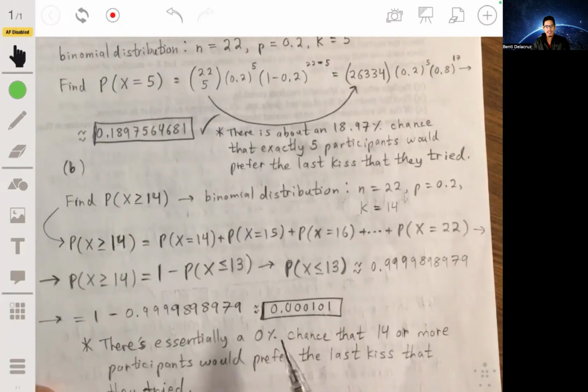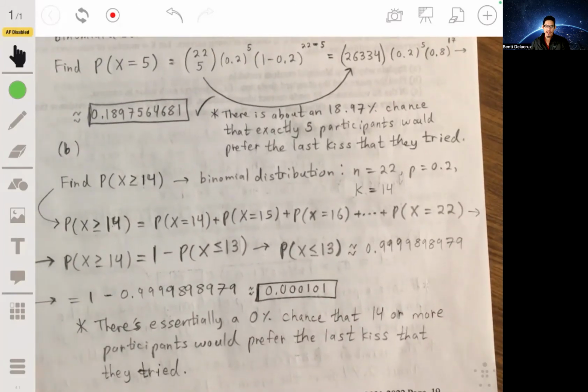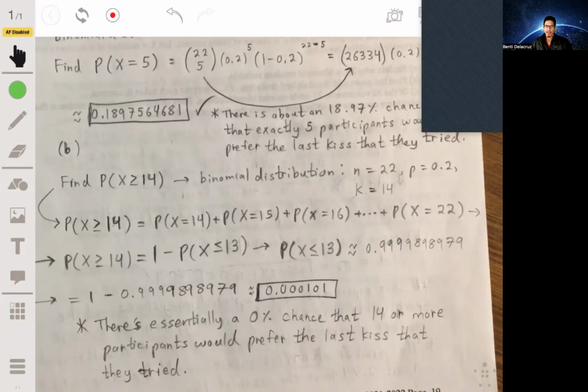So there is essentially a 0% chance of 14 or more of them choosing the last case that they tried if it was just due to luck. So keep that in mind, because we're going to do some more of these in the next lesson.